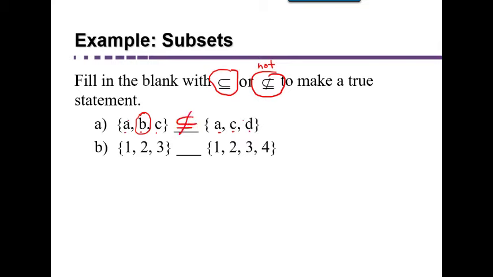So to be a subset, it has to be completely contained in the other set, meaning each element on the left is also in the set on the right. But we can see here that B is not in the set on the right. So that means that this is not contained in, so that's not a subset. For part B, we have 1, 2, 3 on the left and 1, 2, 3, 4 on the right. 1, 2, 3 is contained in 1, 2, 3, 4 because 1, 2, and 3 are each elements of the set on the right. So we would say subset of.